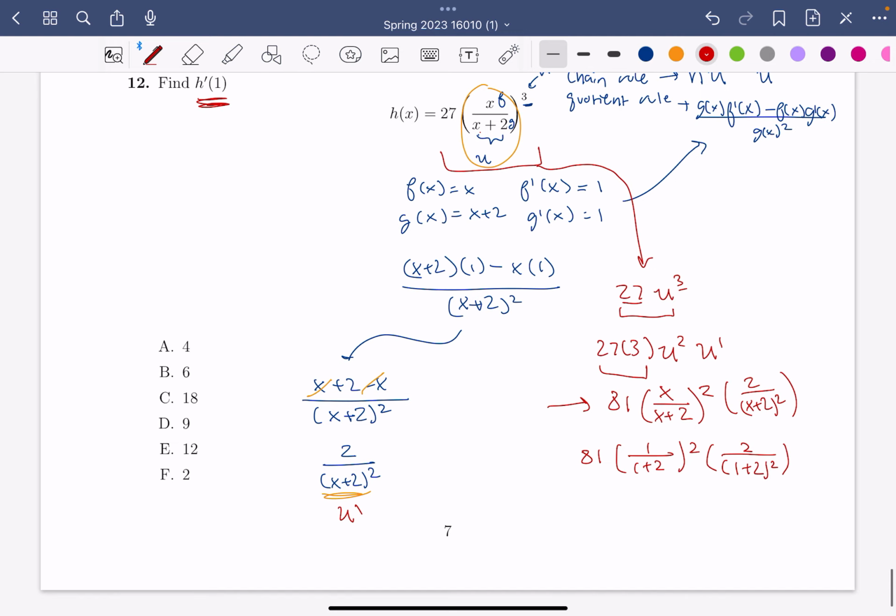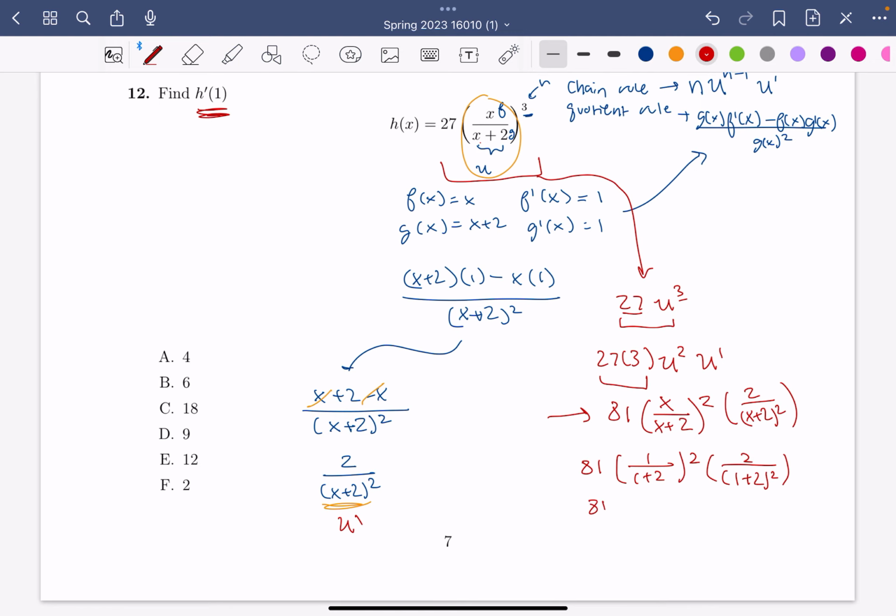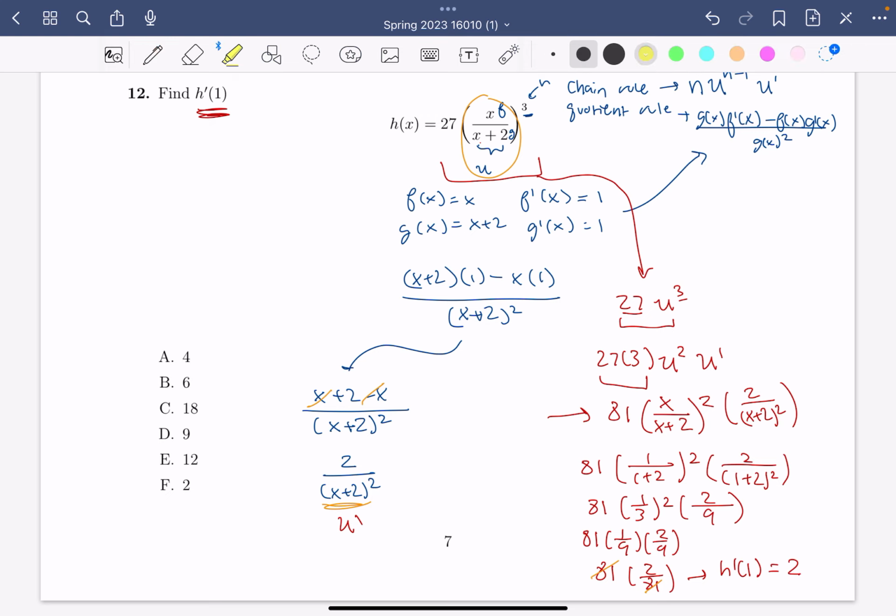So this would be 81 times 1/3 squared times 2 over 9. Let me simplify again. 81 times 1/9 times 2 over 9. If we multiply, we get 81 times 2 over 81. The 81s cancel, and we are left with h prime of 1 equals 2, or F.